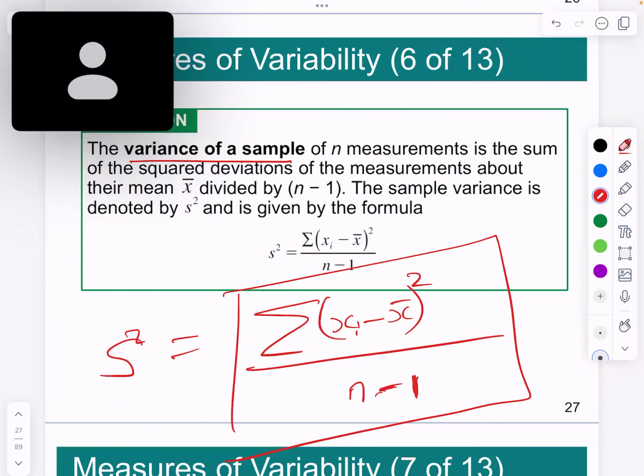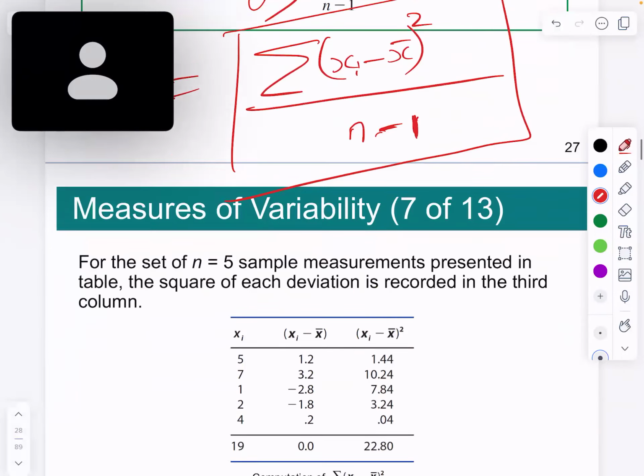Okay? Now, the variance of a sample of n measurements is the sum of the squared deviations of the measurements about the mean divided by n minus 1. The sample variance is denoted as s squared. Now, this is just a denotation, right? Now, the reason why this n minus 1, I won't talk about it in this class, okay?